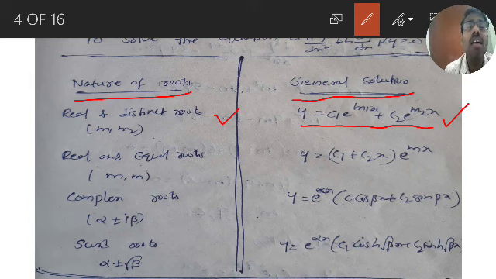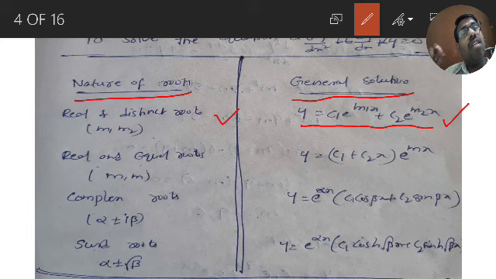Now coming to the second case. The first one is real and different roots. Now the second one is real and equal roots. m comma m, both the roots are real numbers and they are equal numbers, just like 2 comma 2, 3 comma 3, 10 comma 10, 100 comma 100. Any real number m, repeated twice, that is m comma m, real and equal roots.